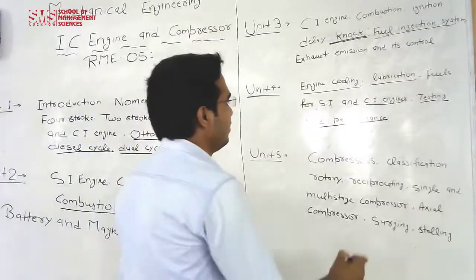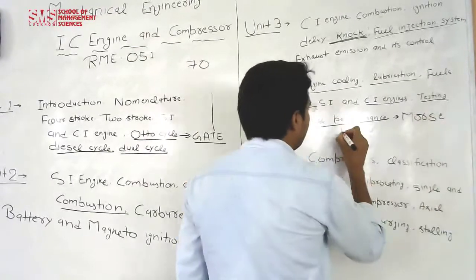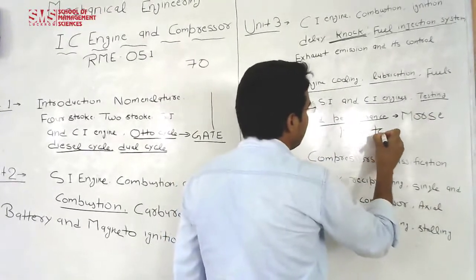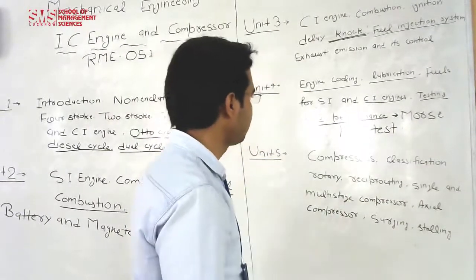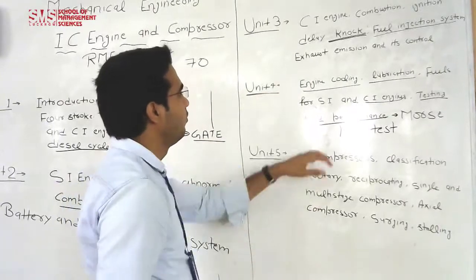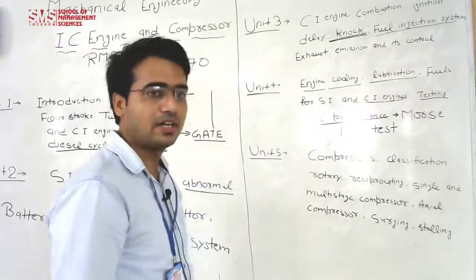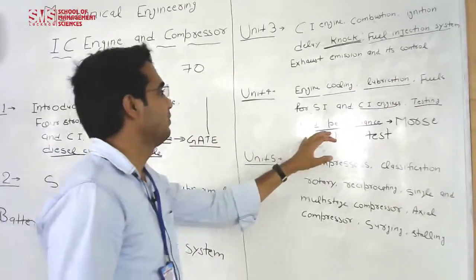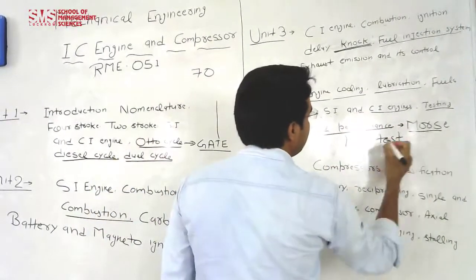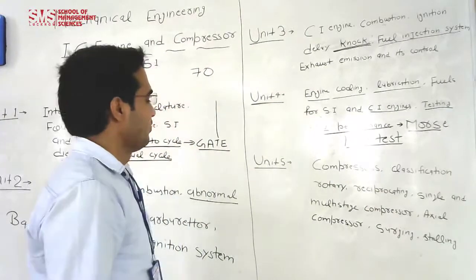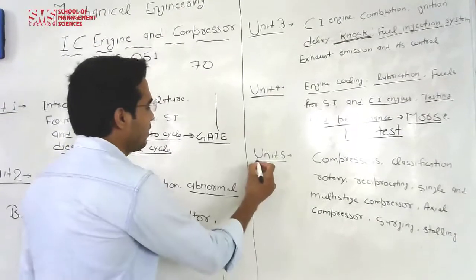The next important topic of this unit is testing and performance of engine. Here the Morse test is very important for your exam. So in unit 4 you will study the engine cooling system, different lubrication systems, fuel for SI and CI engine, and then performance characteristics. In the performance characteristics you will mainly study the Morse test. So this is a very important unit.